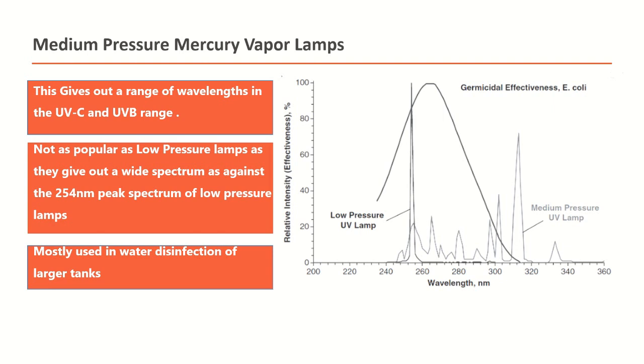Now, when you come to medium pressure mercury vapor lamps, if you see the graph here and the comparison of the low pressure and the medium pressure lamps, it gives out a very wide range of wavelengths from the lamp. Therefore, this is normally not used for GUV applications except for air handling systems or very large water tanks where water disinfection is done.